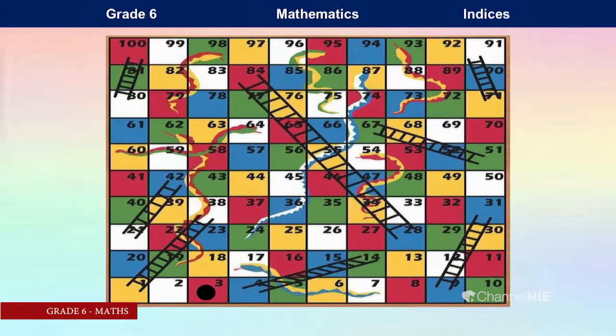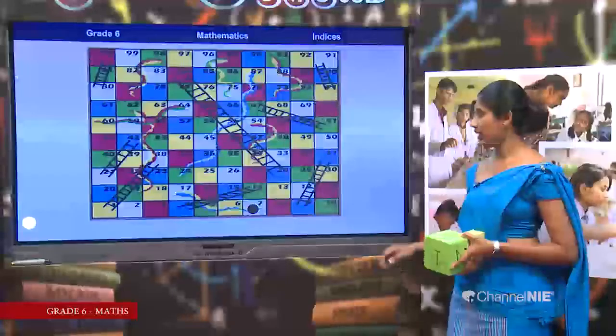Okay, 2 to the power 2 is 4. Then we have come to 3. Then that 4, how to mark it? We have to move to 7. That means 3 plus 4 is 7. Then we have to move to 7. Then this is the way we mark it.